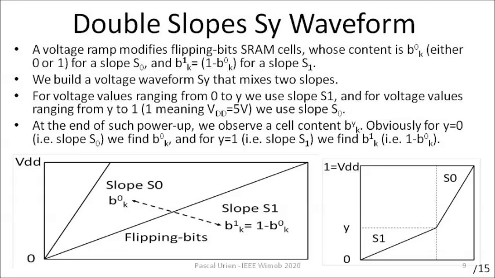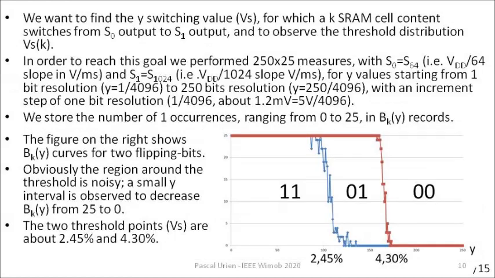At the end of such power up, we observe a cell content, BU key. Obviously, for U equal to 0, that's to say slope S0, we find B0 key. And for U equal 1, that's to say slope S1, we find B1 key, that's to say 1 minus B0 key. We want to find the U switching value Vs for which a key SRAM cell's content switches from S0 output to S1 output, and to observe the threshold distribution Vs key.